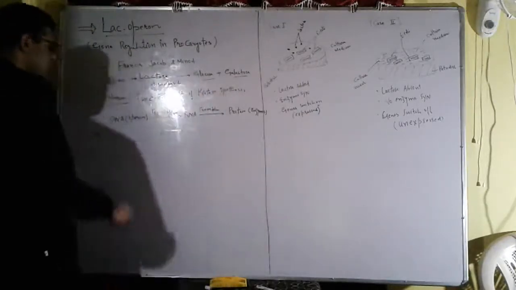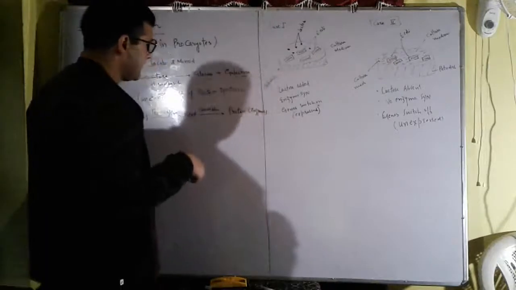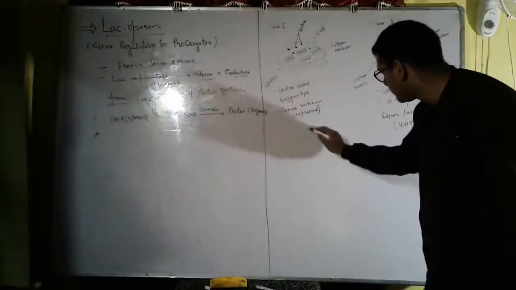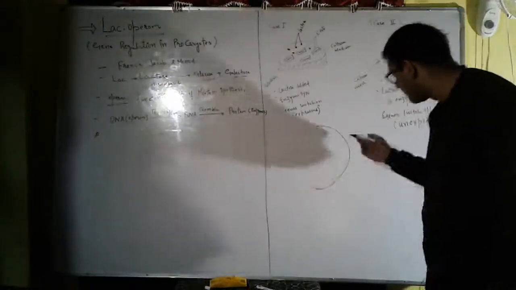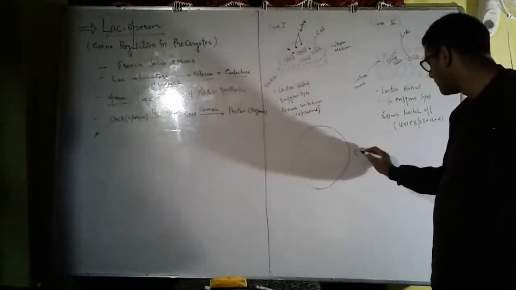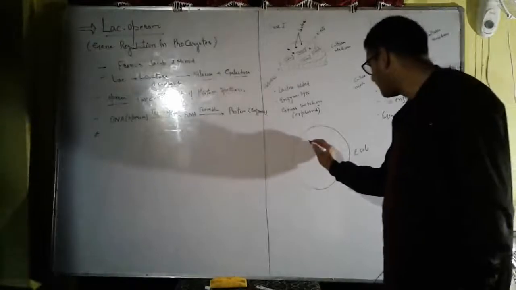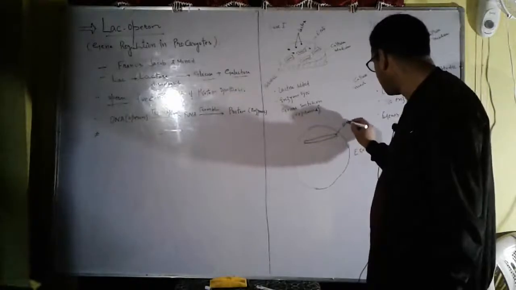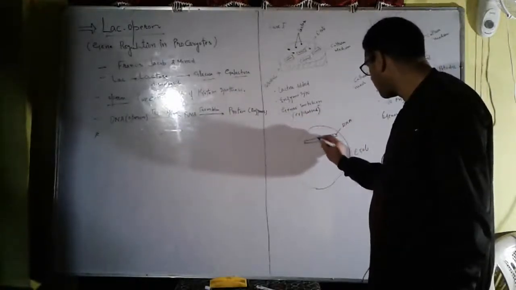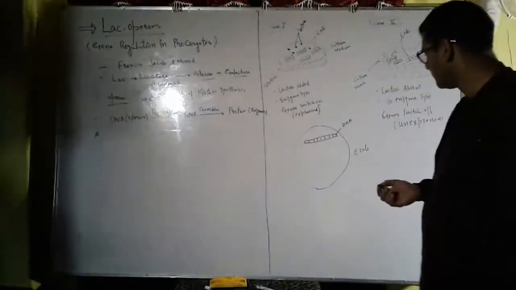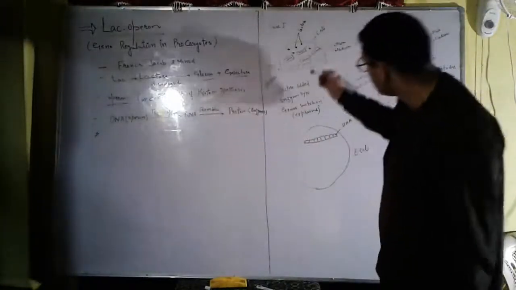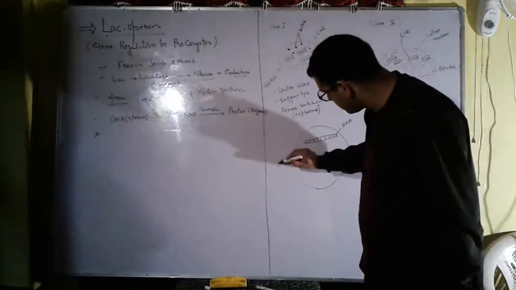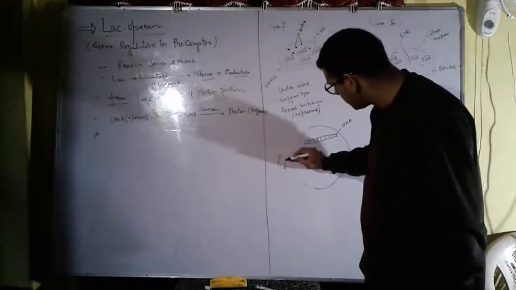How did they explain it? They explained it like this. We have the concept like this. For example, this is an E. coli. Obviously, this is the DNA in an E. coli. When the lactose is added, we are talking about the case first, when lactose is added. So lactose is a disaccharide.